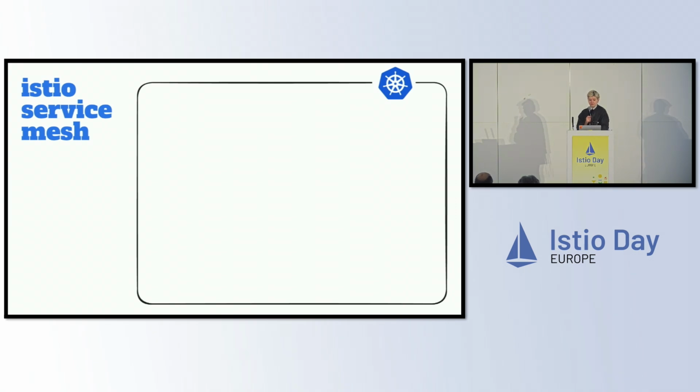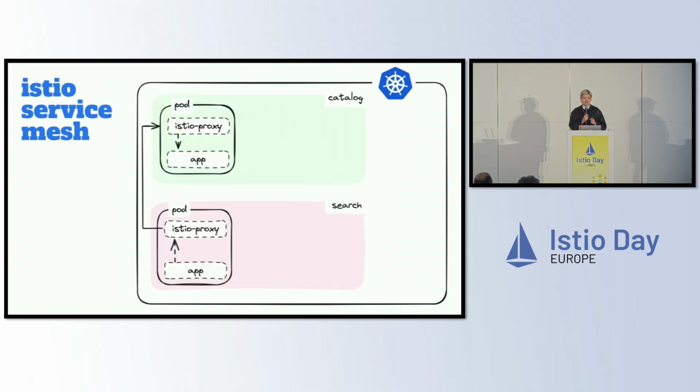We have a Kubernetes cluster, and we have some services running in our cluster where the service-to-service communication is provided through Istio Service Mesh. I'm going to be talking about the sidecar model. However, similar principles would also apply in the ambient mode. So in this case, we have the search application talking to our catalog application, and traffic is proxied through the Istio proxy sidecar containers. All is good.